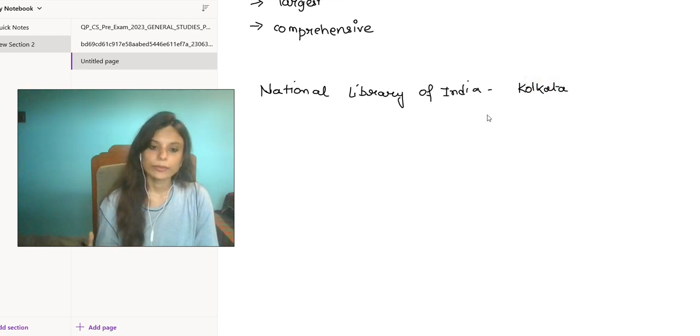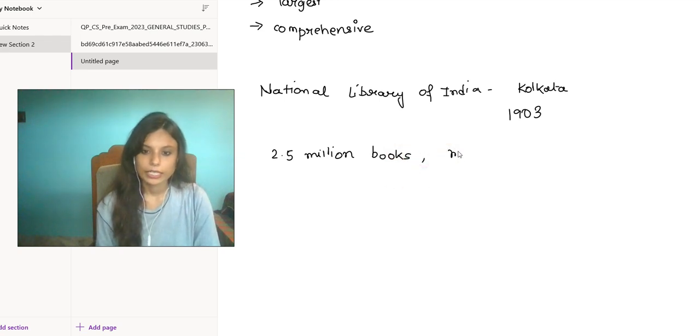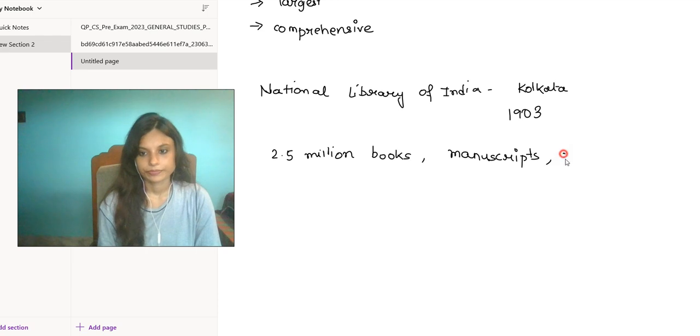The National Library of India was established in the year 1903, and it has a collection of over 2.5 million books. Then there are manuscripts also. There are 2.5 million books, then manuscripts, then maps and other materials which are normally there in a library, all kinds of books, and other resources, other materials.